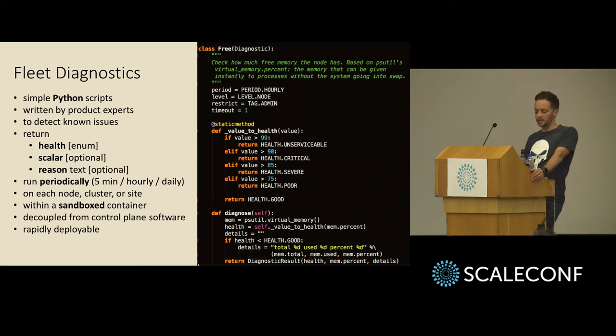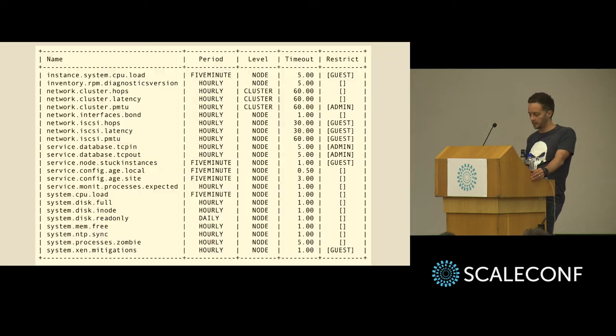In this case, we only send that back if it's not good. So if it failed, we say why. And this particular one just says, I measured this many bytes were used, and that works out to blah, blah, blah percent. So that's what they look like. These are a sample of the ones we've implemented so far. I know this is quite a lot to concentrate on, but I'm just going to highlight a few of them that I think are good examples.